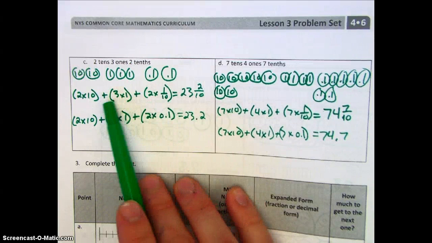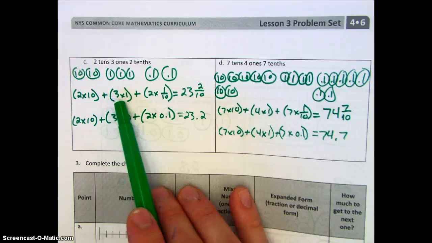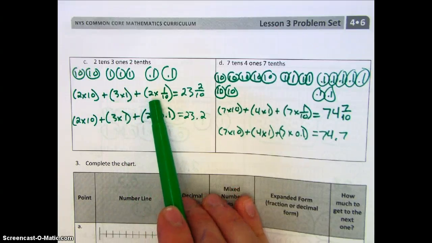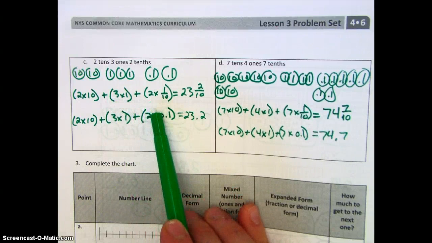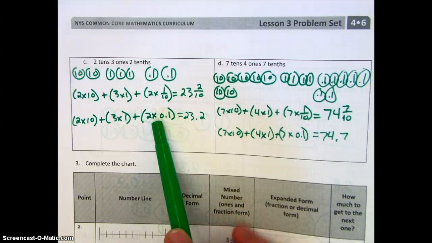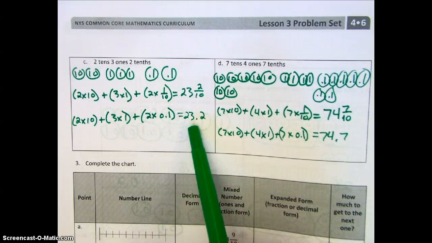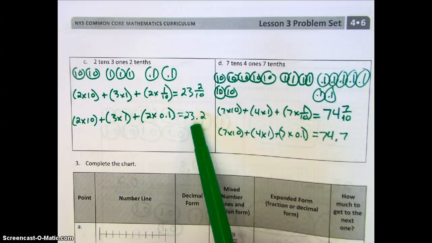Okay. We've practiced with tens and ones before. The new part is now the tenths, going to the other side of the decimal point. So now we have 23 and 2 tenths written as a fraction and as a decimal.